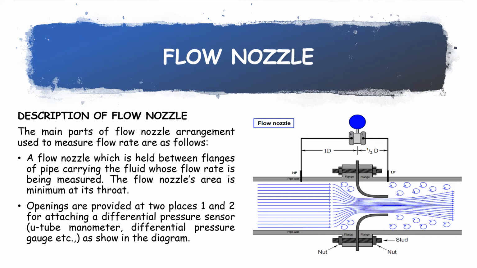Moving into the description of flow nozzle, the main parts of the flow nozzle arrangement which is used to measure the flow rate are given as below. A flow nozzle is held between the flanges of the pipe carrying the fluid whose flow rate is being measured. The flow nozzle's area is minimum at its throat. Openings are provided at two places, 1 and 2, for attaching a differential pressure sensor, which is a U-tube manometer or a differential pressure gauge, as shown in the diagram.